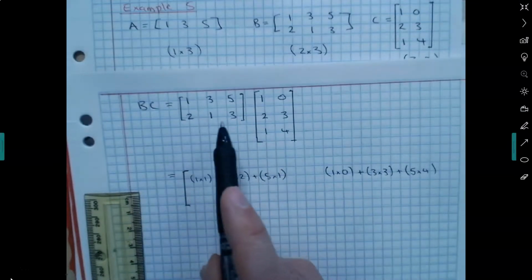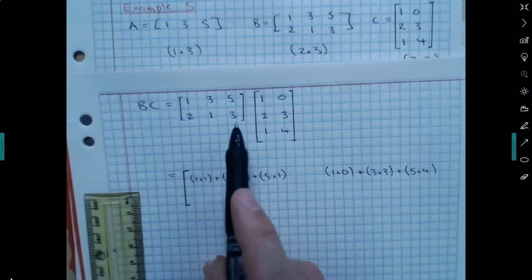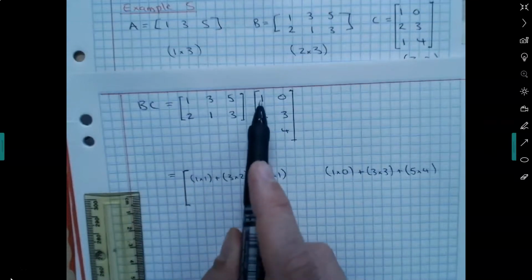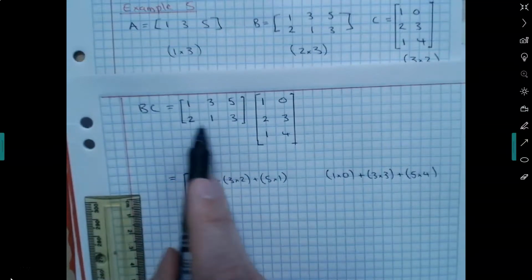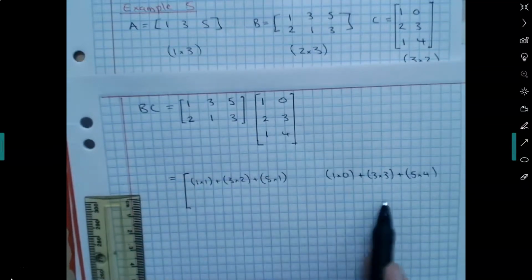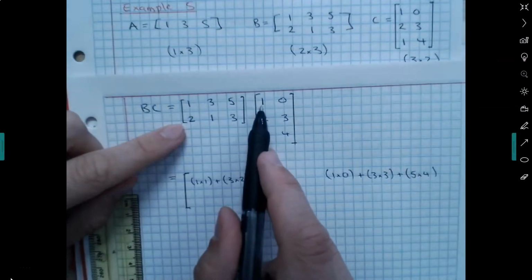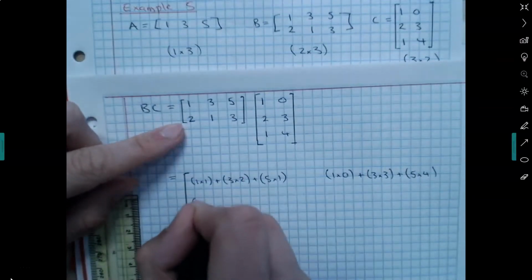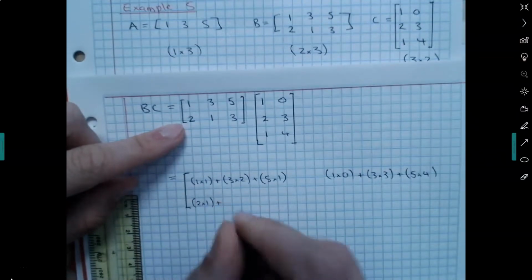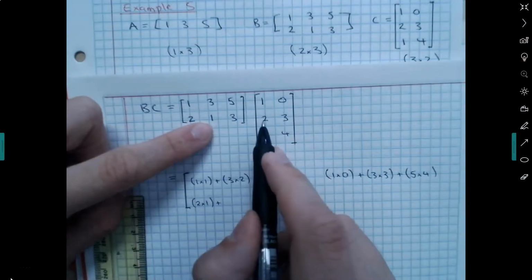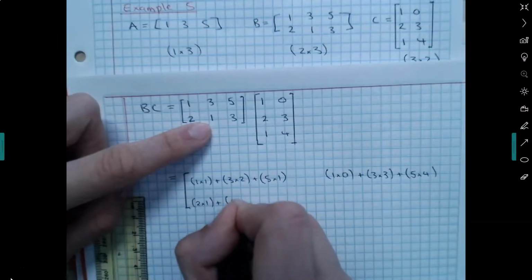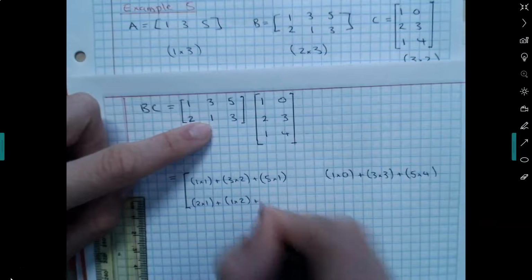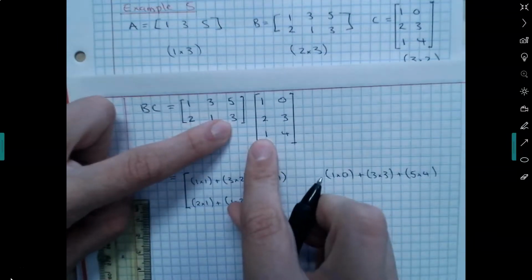I haven't multiplied this bottom row by anything yet, have I? So I'm going to now multiply this bottom row by that column, and that will give me this input. And then I'll take that row and multiply it by that column, and that will give me my final component. So I go 2 times 1 plus 1 times 2 plus 3 times 1.